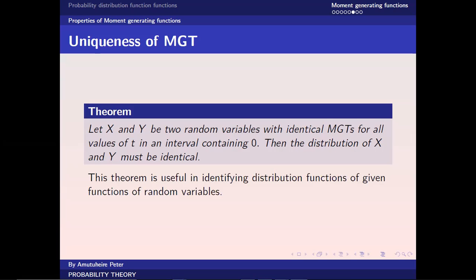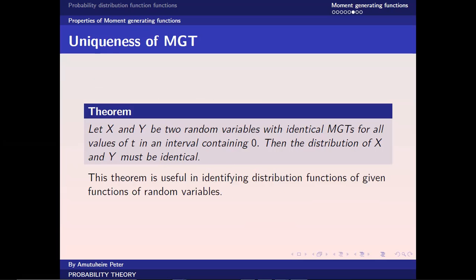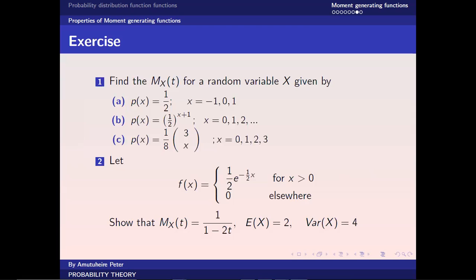Once we have the moment generating function, then we can easily identify the distribution, whether it is binomial, geometric, Poisson, and so on and so forth. Okay, so that is the uniqueness theorem. And then there's an exercise, and then we end the lecture. Any question?